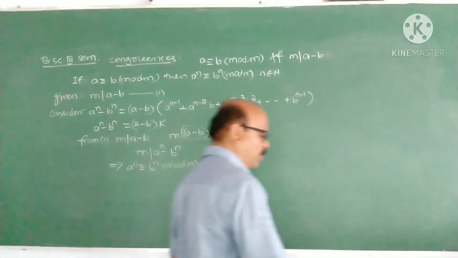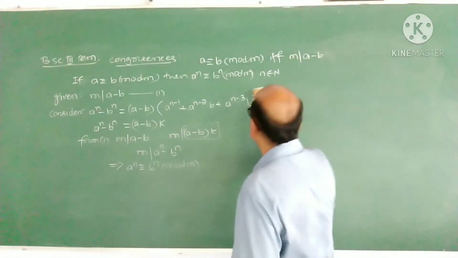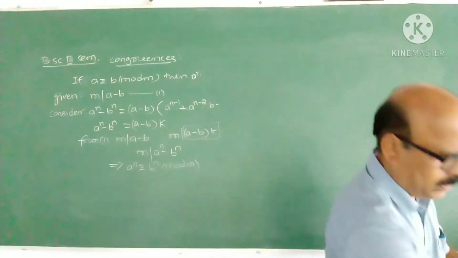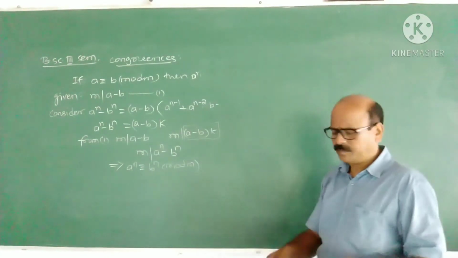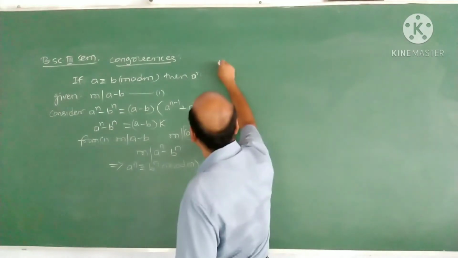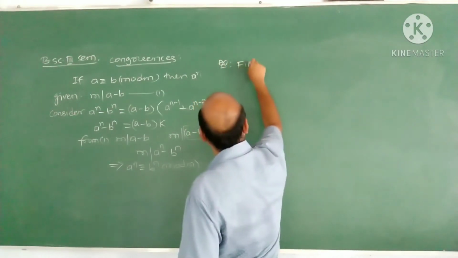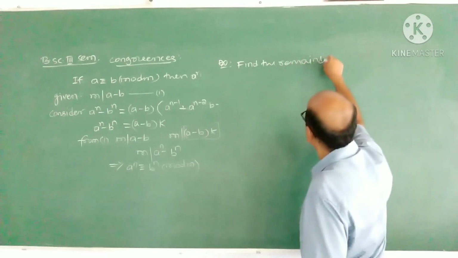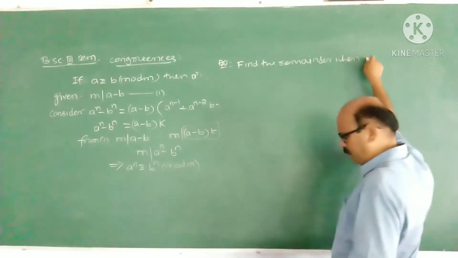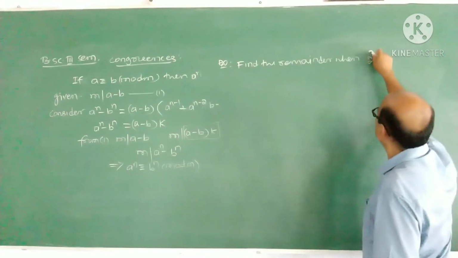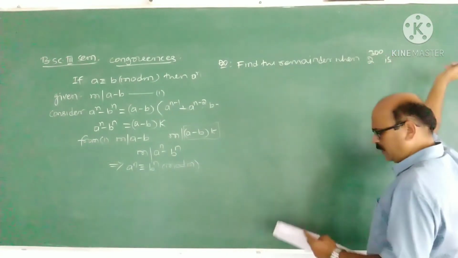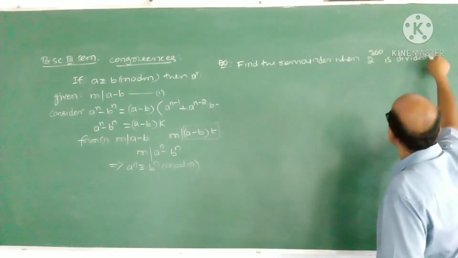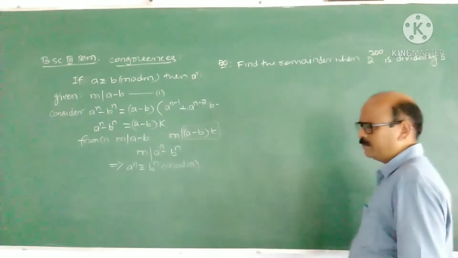Now this property has many applications. One important application is in solving this type of problems. Find the remainder when 2 raised to 300 is divided by 5.